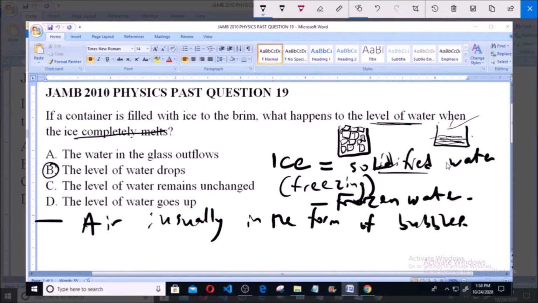So that is option B, as we have established. The container won't be filled to the brim with water when it completely melts, because the ice is made up of water and air, and the air will be given off and you'll be left with just the water. So B, as we have rightly established, is the answer to this question.